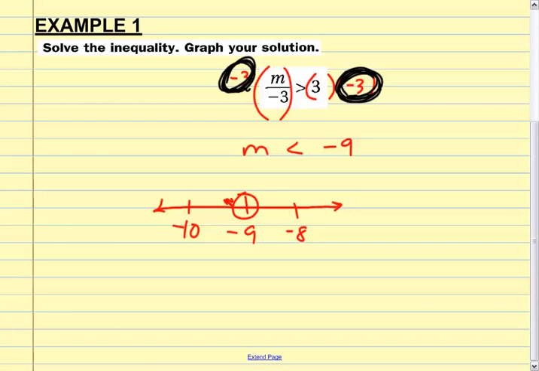Shade to the left because it's all the numbers that are less than. Should I color in the circle, Casey? No, because it can't be -9. It has to be less than -9. Remember, if the variable is on the left side, the arrow is pointing in the direction of the shading, right, Caroline? Do you see that? Since the variable's over here, it's pointing in the direction I should shade. All right? Good. Let's look at the next one.